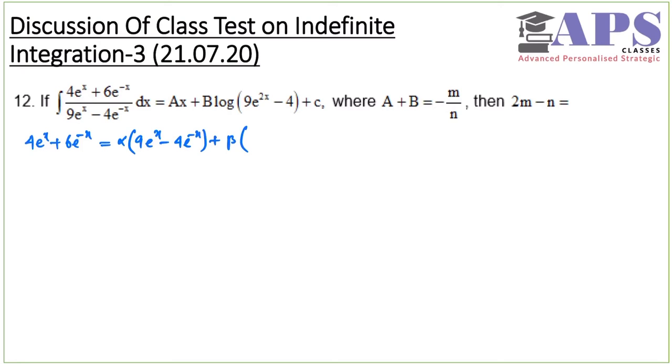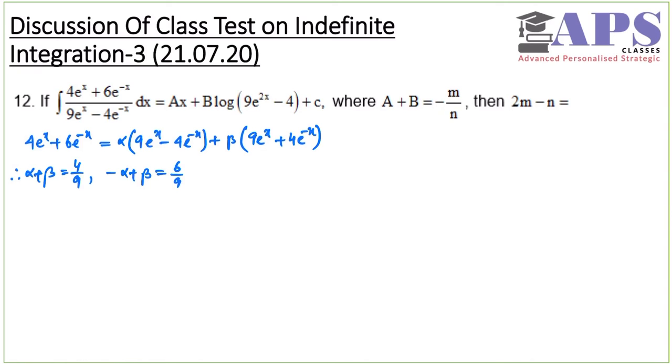So the derivative of 9 e to the power x is again 9 e to the power x, and the derivative of this is plus 4 e to the power minus x. Now if I compare the coefficient of e power x, I will get 9 alpha plus 9 beta equal to 4, which gives us alpha plus beta equal to 4 by 9, and for e power minus x, minus alpha plus beta gives me 6 by 9. So when I add them, I will get 2 beta equal to 10 by 9, so beta equal to 5 by 9.